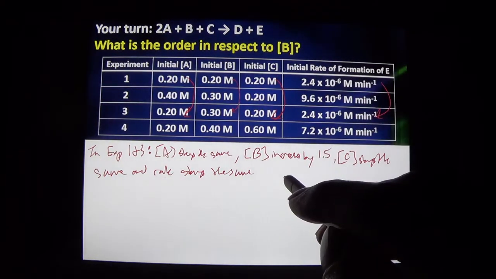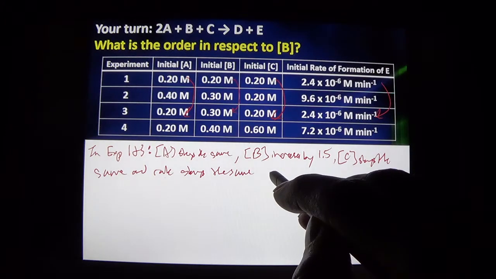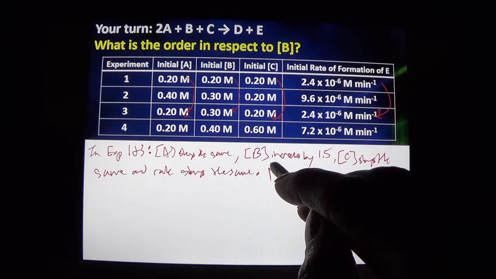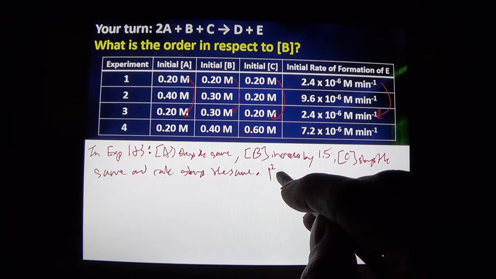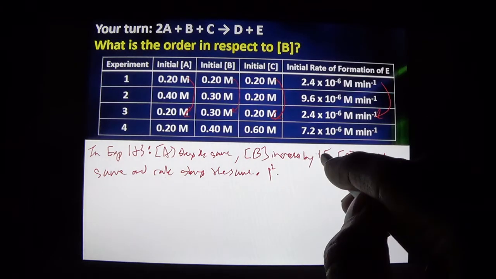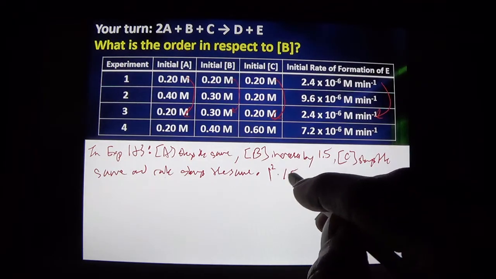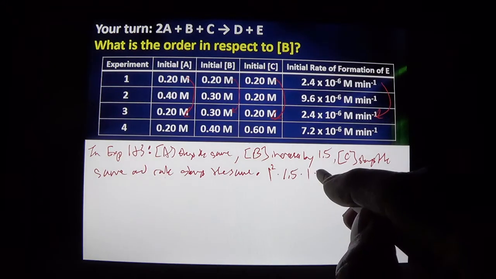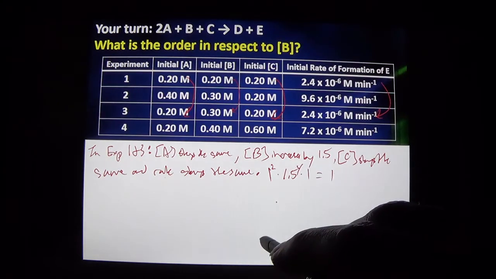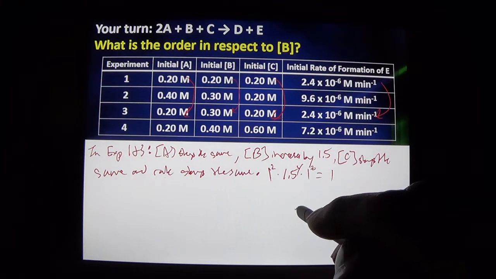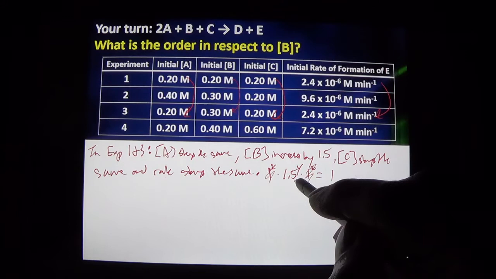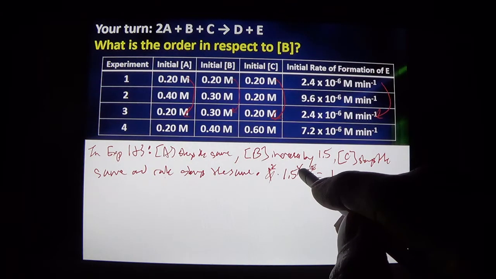So, what would this look like mathematically? A stays the same, so that's a 1. And we know A is second order, so if we wanted to put that in there, we could put a little 2 there. But it makes no difference because 1 times 1 squared is still 1. B increases by 1.5. C stays the same and the rate stays the same. Well, this is interesting. We're looking for y. Okay, z here doesn't really matter. What can I raise 1.5 to equal 1?